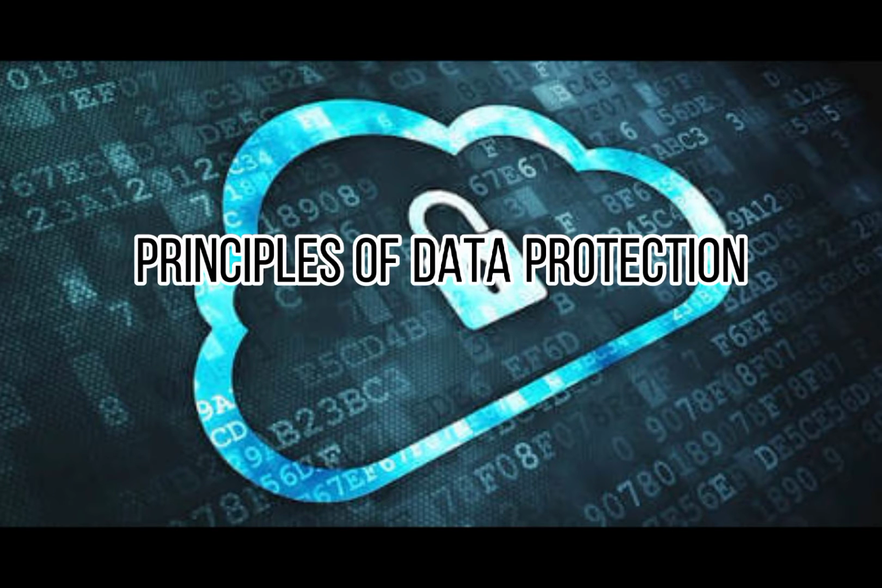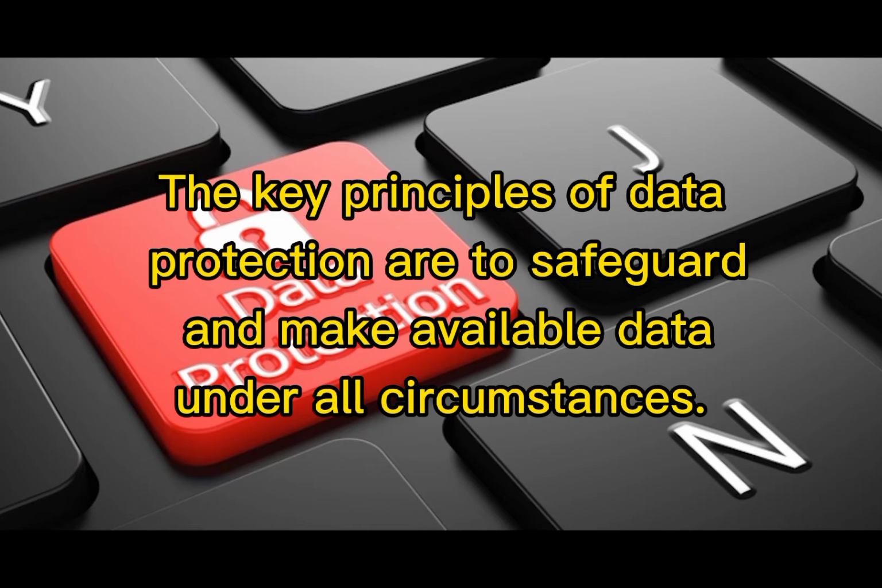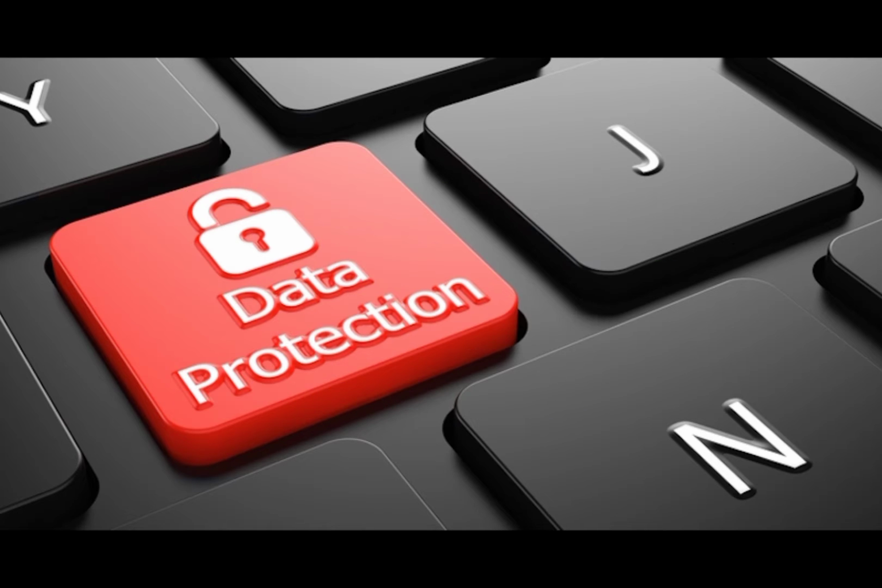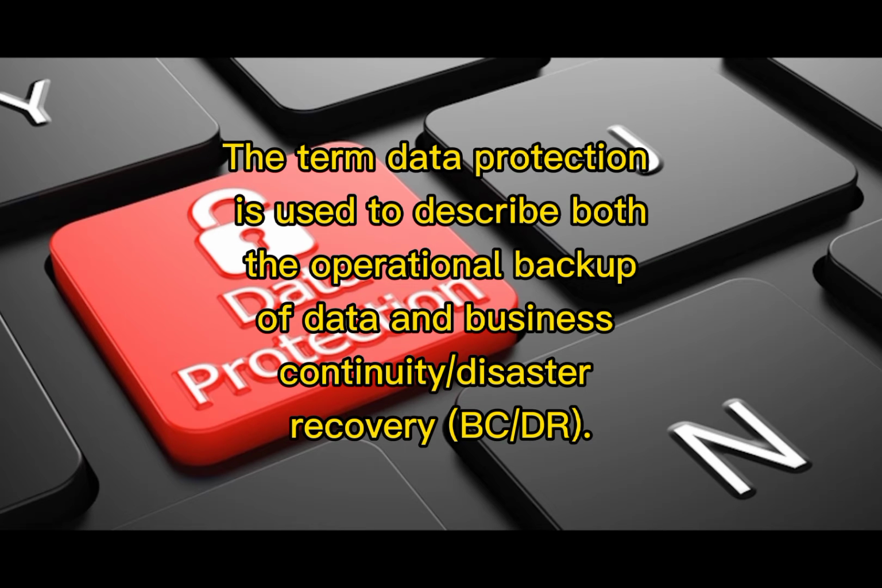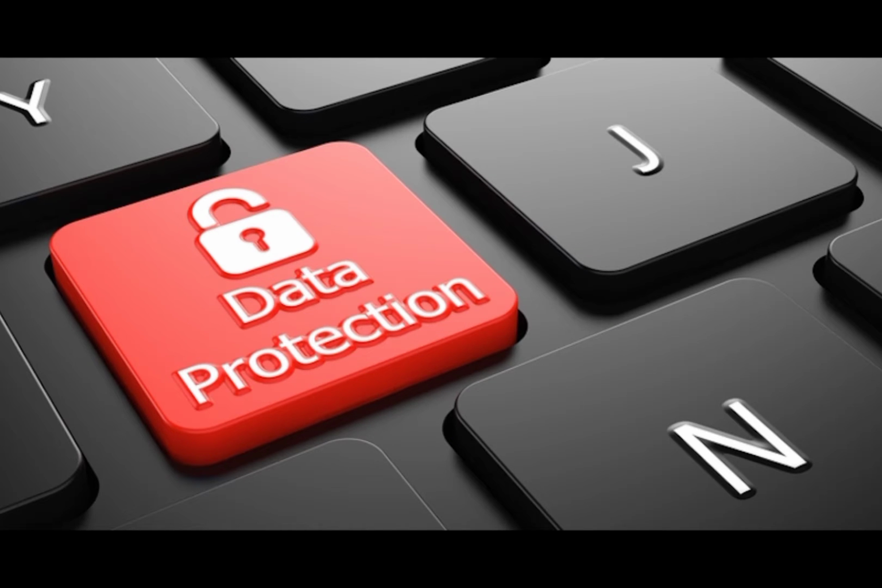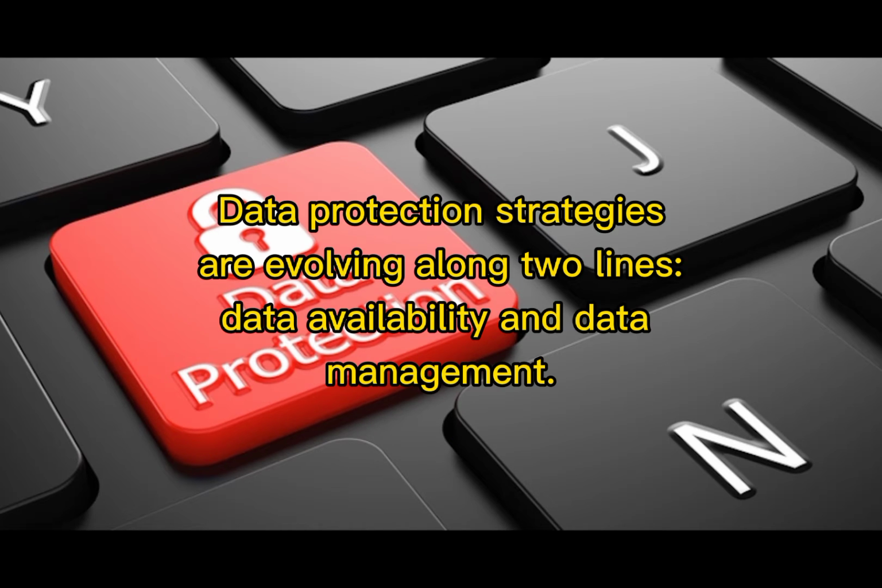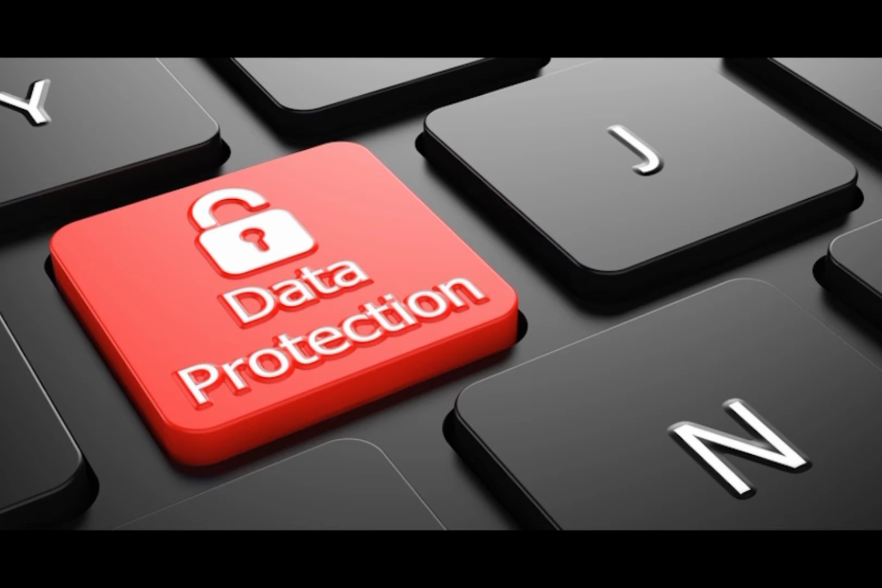Principles of data protection. The key principles of data protection are to safeguard and make available data under all circumstances. The term data protection is used to describe both operational backup of data and business continuity, disaster recovery, BC/DR. Data protection strategies are evolving along two lines: data availability and data management.